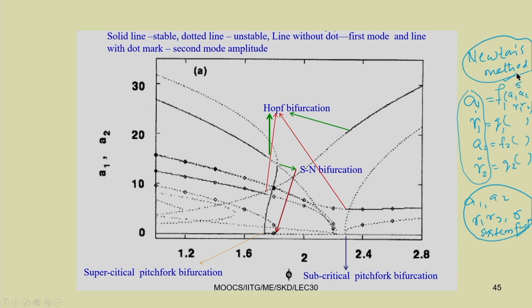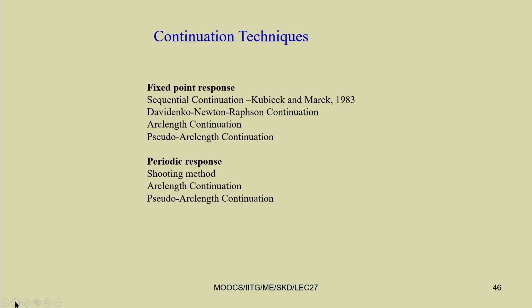Due to the presence of multiple branches, depending on the initial conditions in Newton's method, it will go to a particular branch. So you have to take several initial conditions to get the complete response. There are also several continuation techniques. For example, if you have started with some bifurcation point, then how do you continue? For that purpose there are several continuation techniques.